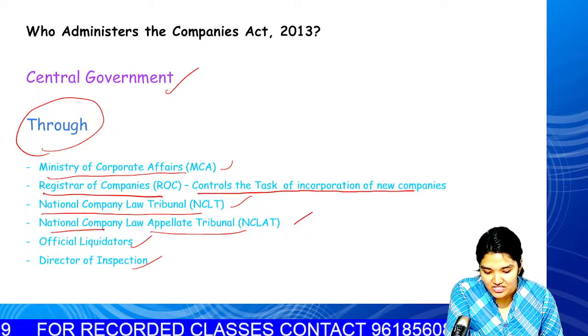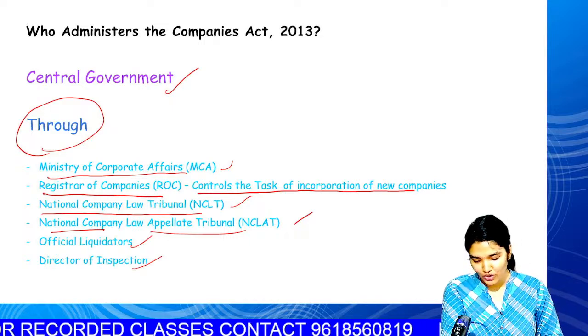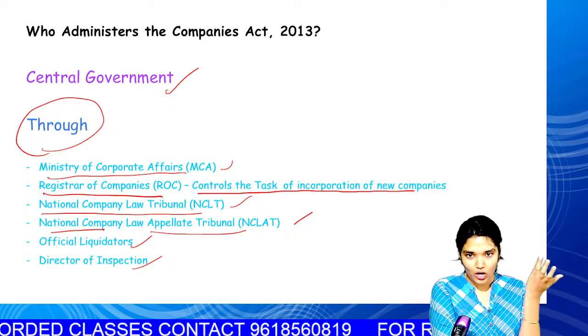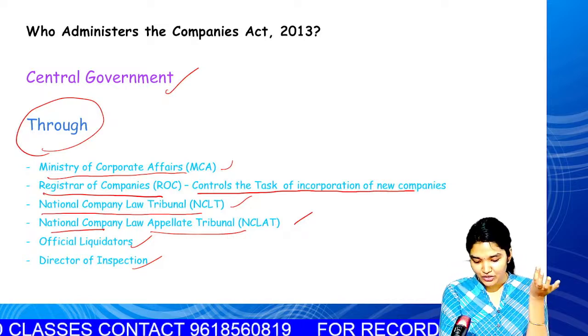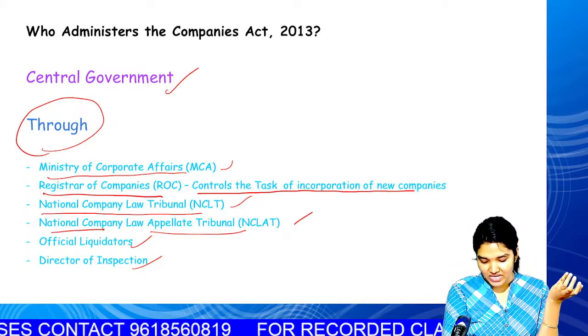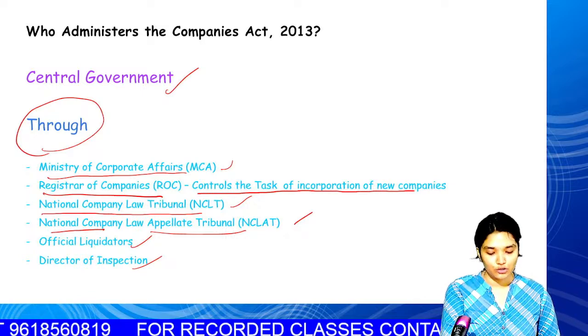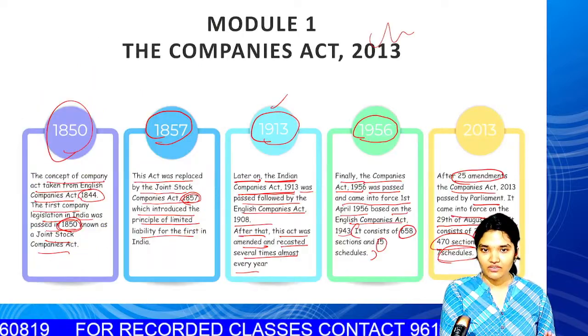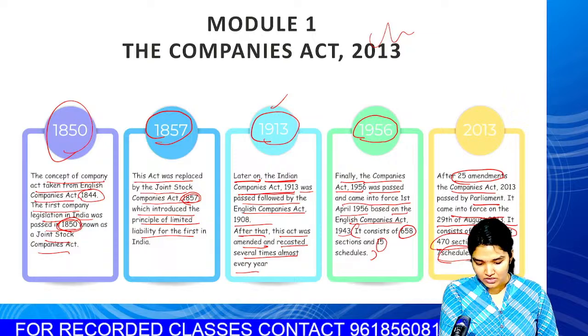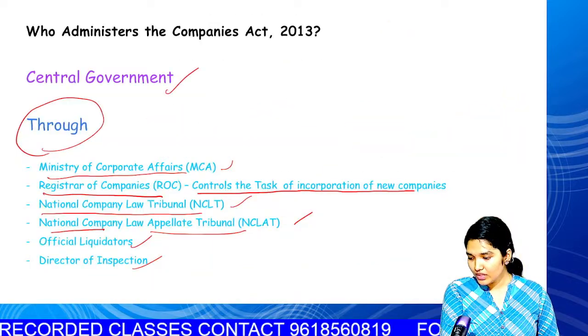Who are the administration and regulatory bodies of the Companies Act? The central government through bodies like the Ministry of Corporate Affairs, Registrar of Companies, NCLT, NCLAT, official liquidators, Director of Inspection. Even if you don't know these terms, it's okay. We will be discussing in detail. So I think we are clear about the session.